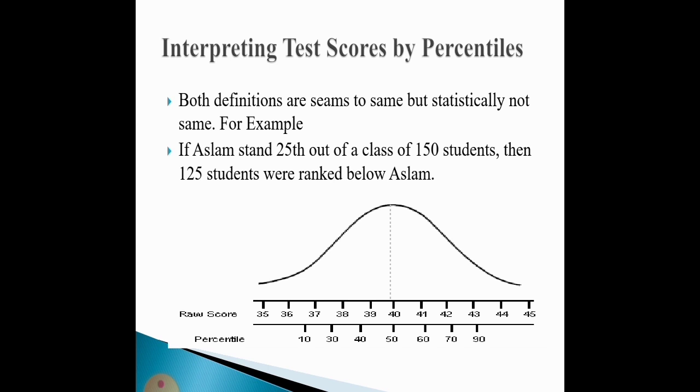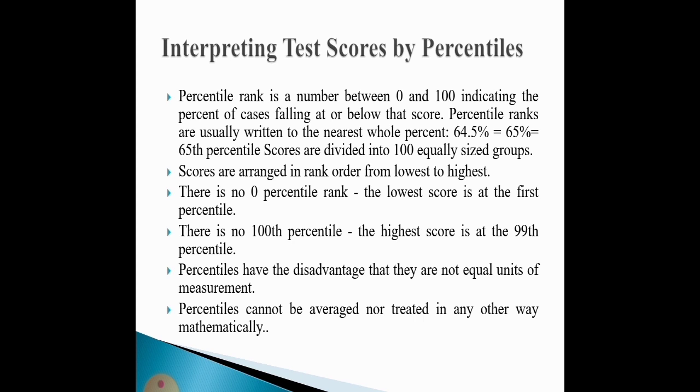For example, if Aslam stands 25th out of a class of 150 students, Aslam comes at number 25 in a class of 150. Then 125 students rank below Aslam. So 125 students are below Aslam, behind him. Percentile rank is a number between 0 and 100 indicating the percent of the class falling at or below that score.